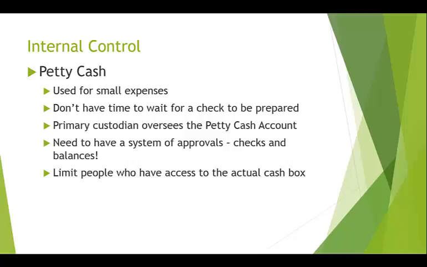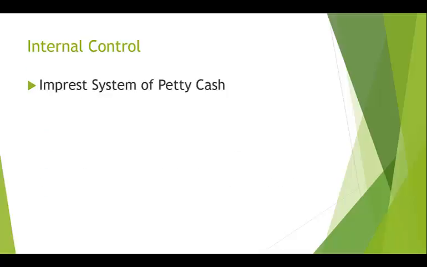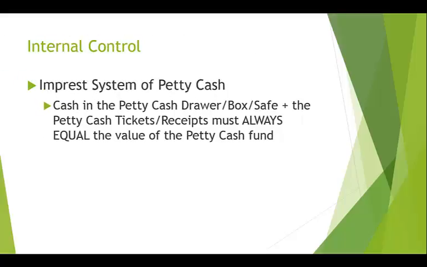So what we're going to have to do is record these transactions in the journal, just like we would anything else, and we have specific rules that we have to follow. And the rules that we have to follow really revolve around what's called an imprest system of petty cash. So what is an imprest system of petty cash? Basically what that means is any cash that's in the petty cash drawer, box, or safe, however the cash is being contained, plus whatever petty cash tickets or receipts that you have, that must always equal the value of the petty cash fund.